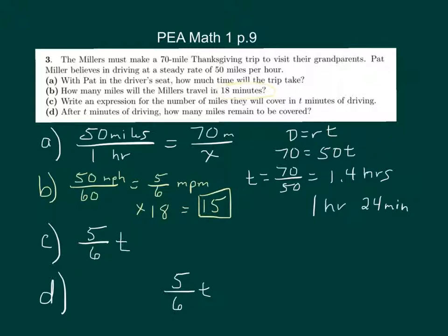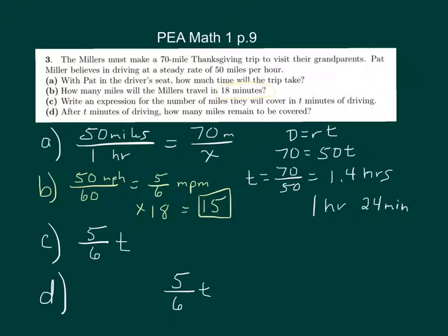Yeah, no, I was just wondering why it was 5 over 6t. Because we figured out here on B that if you're going 50 miles per hour, you divide that by 60 and you get miles per minute. Okay. And that was 5/6 miles per minute. So now if you multiply that by the minutes, we're going to have how far they travel.